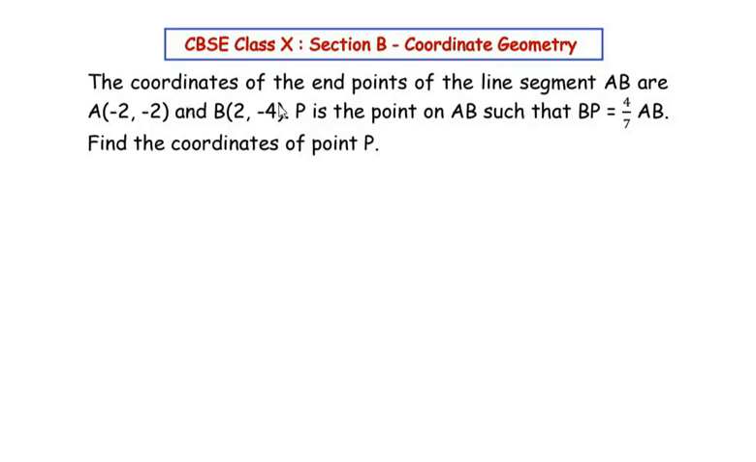The coordinates of the endpoints of the line segment AB are A (-2, -2) and B (2, -4). P is the point on AB such that BP is equal to 4/7 times AB. Find the coordinates of point P. So let us try to understand this question by drawing a rough figure first.